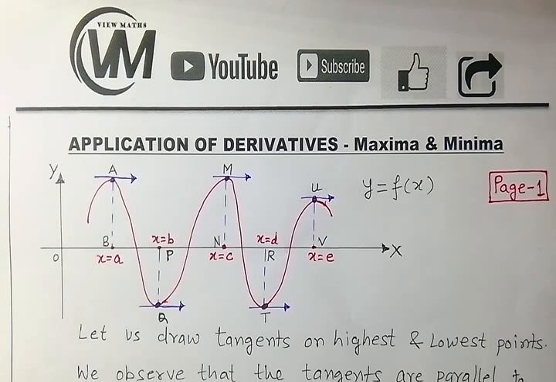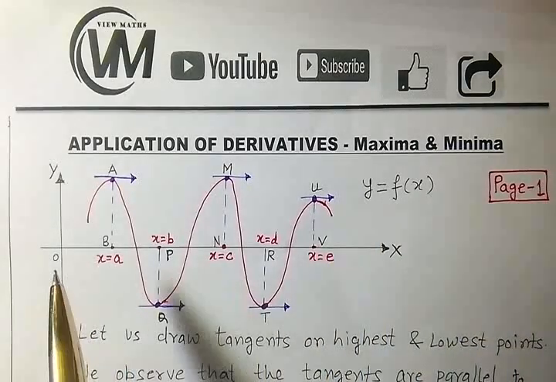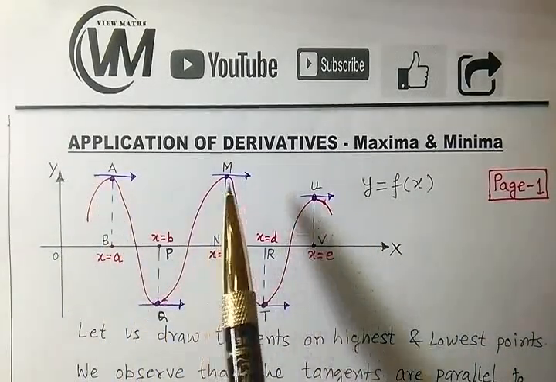Application of derivatives. This is a very important chapter because here we understand the use of derivative in engineering applications. Maxima and minima is one of the important applications of derivative. Let us start with the function y is equal to f(x). So we have taken a random function y is equal to f(x) and we have taken a random graph of y is equal to f(x) also.